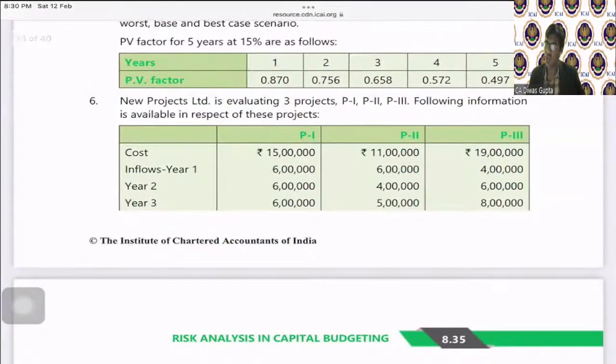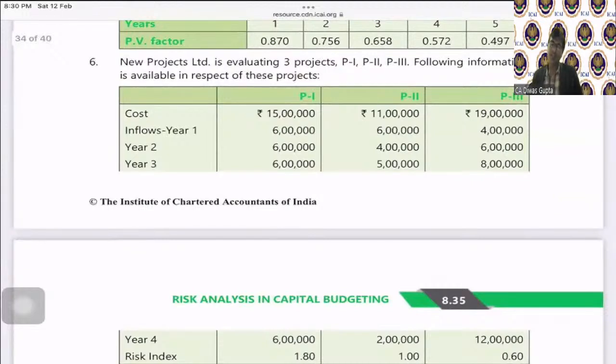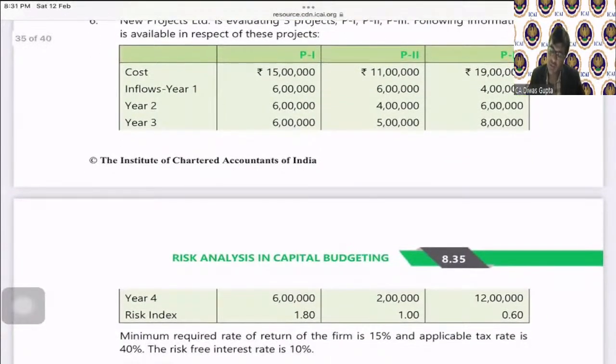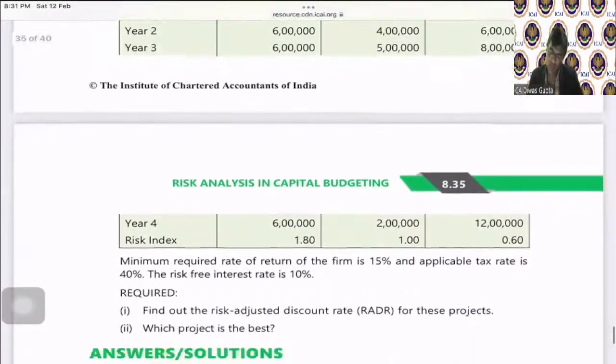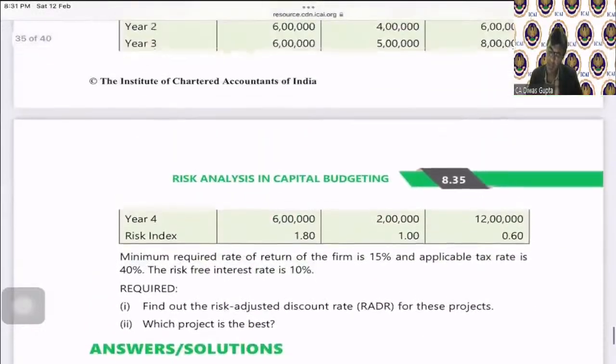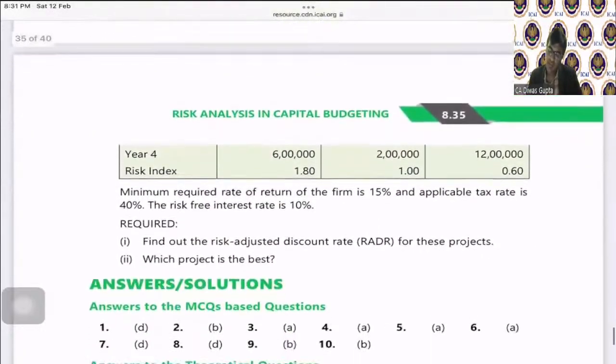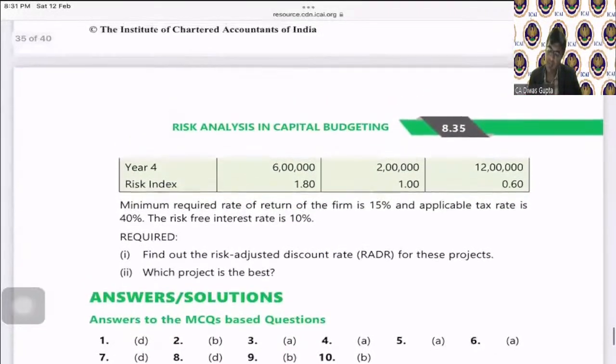Now the next question, question number 6. New Projects Limited is evaluating 3 projects: Project 1, Project 2 and Project 3. And the following information is available in respect of these projects. Cost 15, 11, 19. Inflows. Minimum required rate of return is 15% and tax rate is 40. Find out the RADR for these projects, which project is the best.